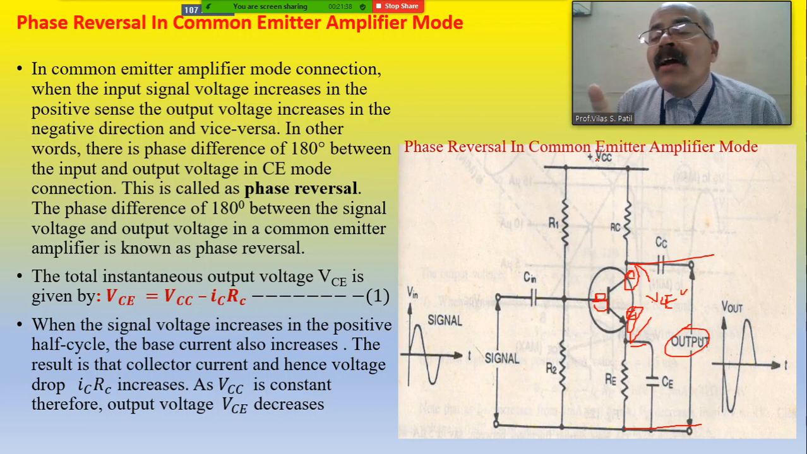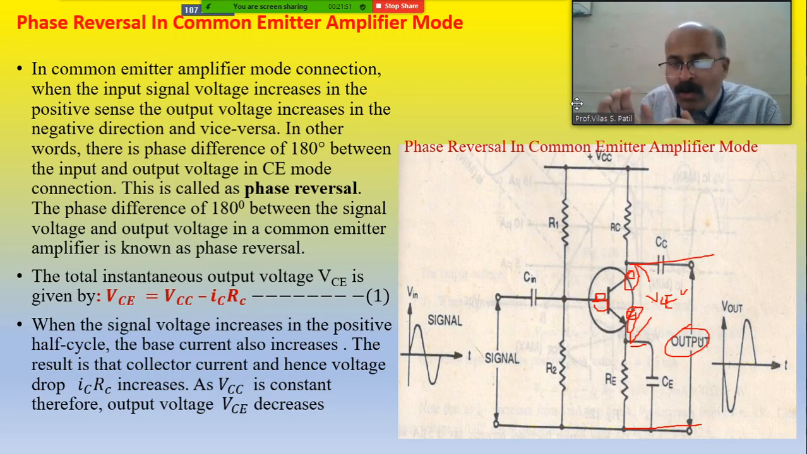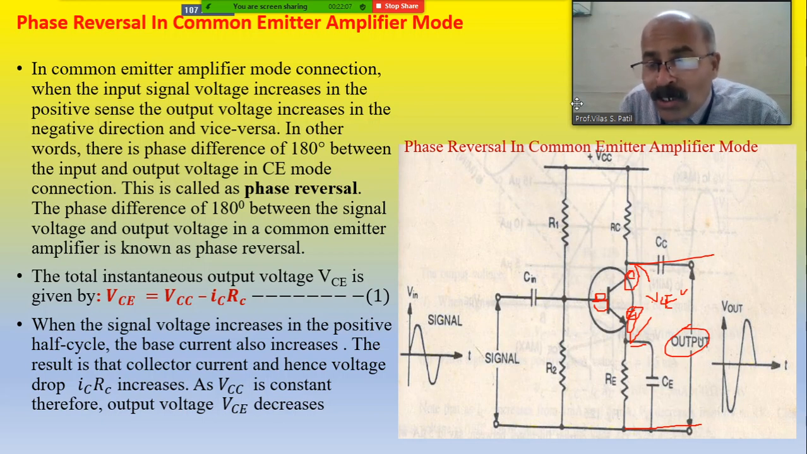If we apply Kirchhoff's law to the output loop of the common emitter transistor amplifier, Kirchhoff's law says that the input voltage is equal to the algebraic sum of the voltages across each component in a closed loop. We know the statement of Kirchhoff's law: the input voltage given to the closed loop in any network is equal to the algebraic sum of the voltages across each component in the closed loop.